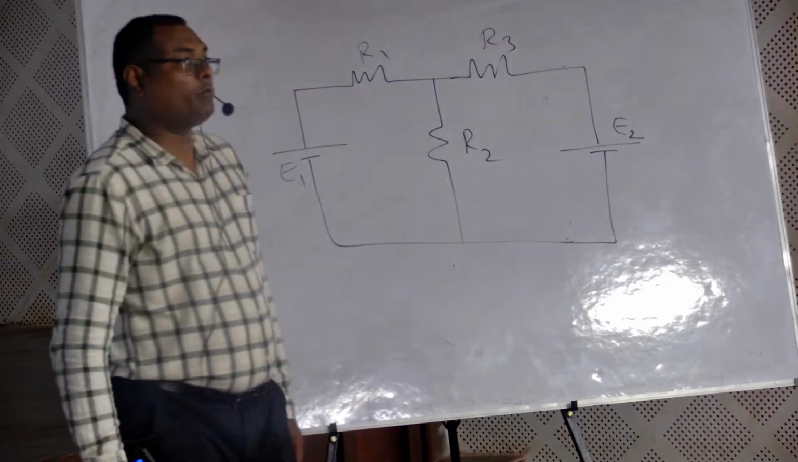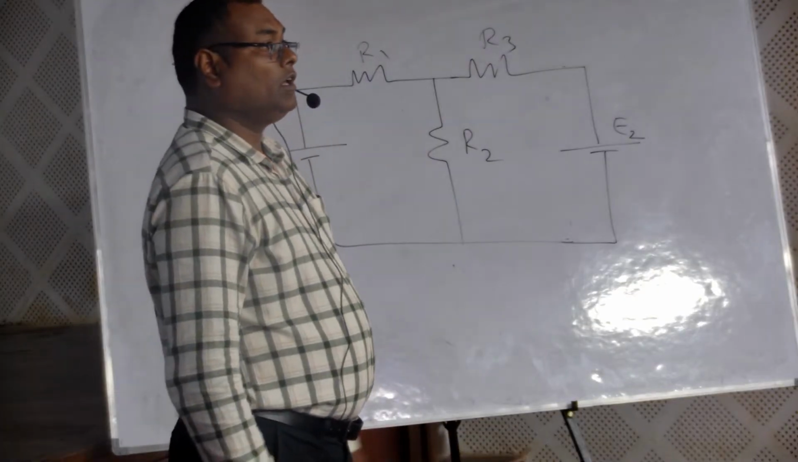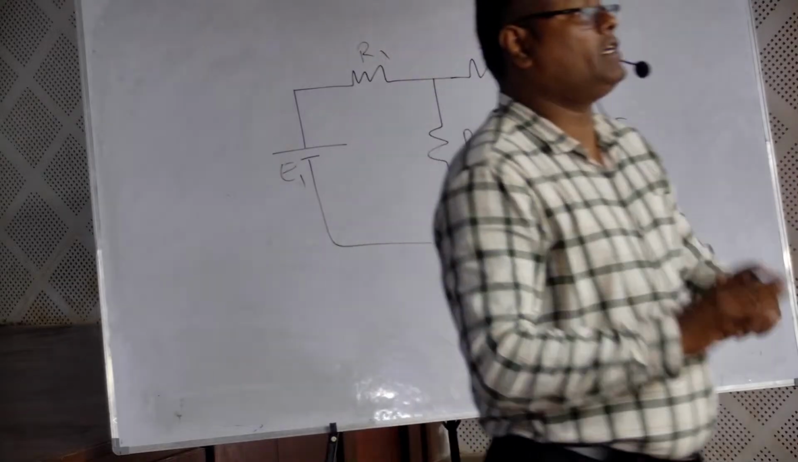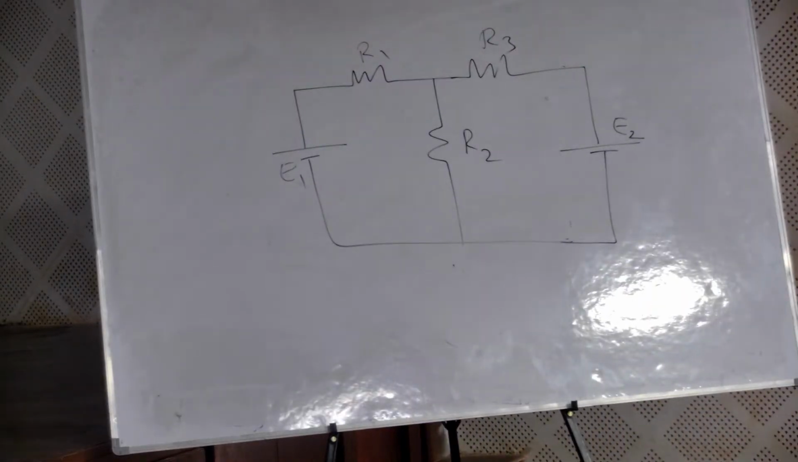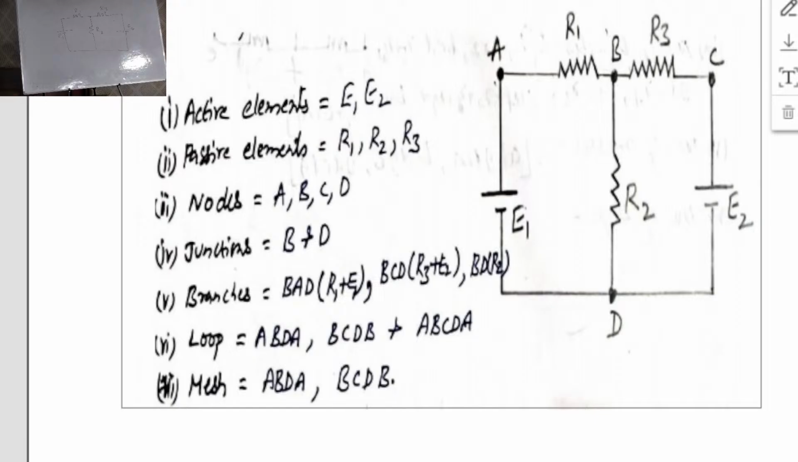Now I'm talking about the branch. Which lies between two junction points is called a branch. How many junctions are there for the given circuit? 2. We have given the names A, B and D in the problem. We have mentioned B and D, these two junctions. The first branch, I will tell you how many branches for the given circuit. The answer is 3.